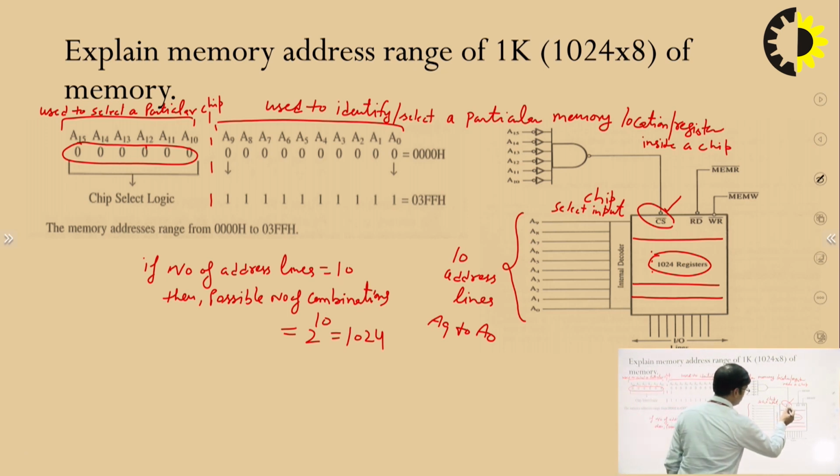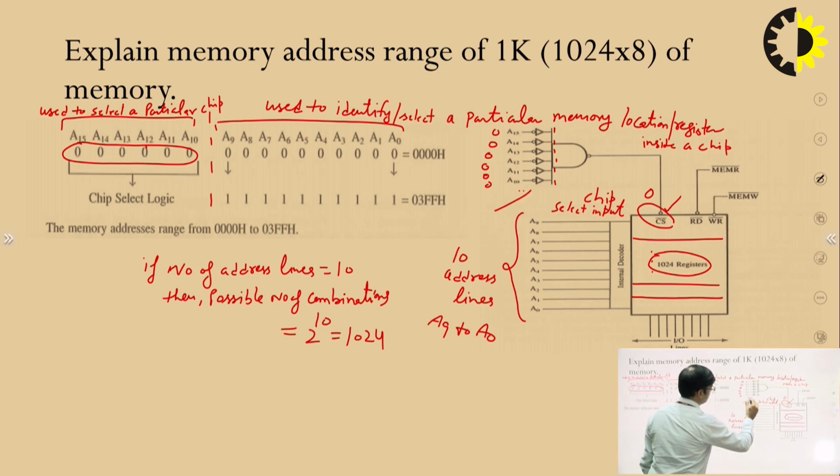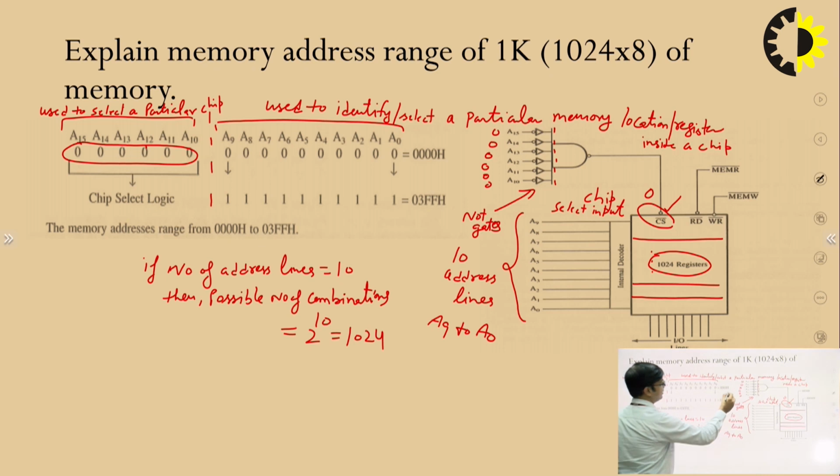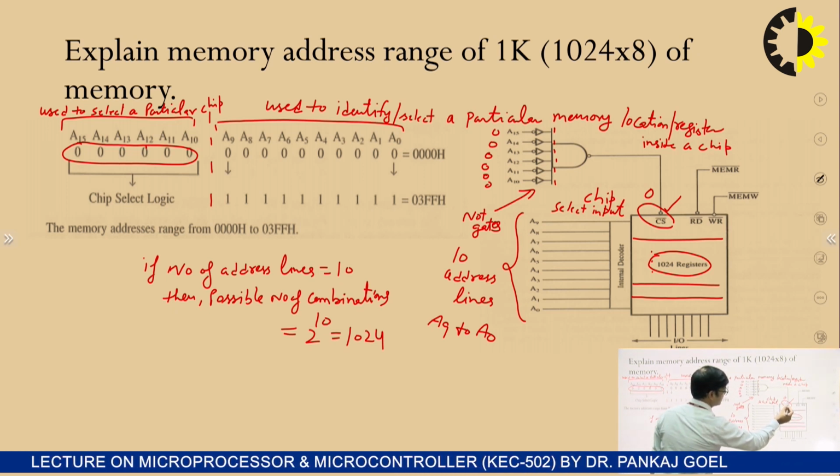Now, as this is an active low input, to enable this memory chip, it should be 0. And as we have used here a NAND gate, the NAND gate output will be 0 only when all the inputs have value 1. Here, we have used a 6 input NAND gate, and it will give 0 output only when all the 6 inputs are 1. Because we have considered all these 6 inputs 0, we have to use NOT gates to convert these inputs to 1. And if all the inputs at the NAND gate become 1, the output of the NAND gate will be 0, and that 0 will enable the chip select input of this memory.